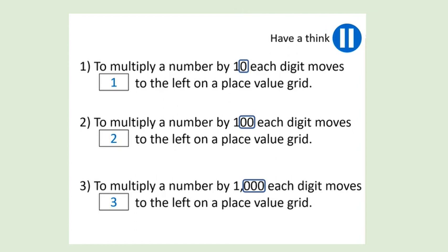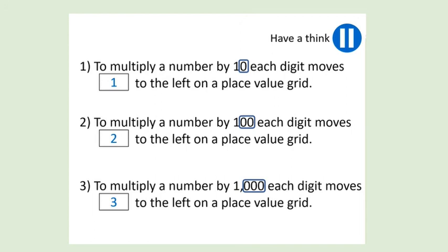To multiply a number by 10, each digit moves one place to the left on a place value grid. Number 2, to multiply a number by 100, each digit moves 2 places to the left on a place value grid. And number 3, to multiply a number by 1,000, each digit moves 3 places to the left on a place value grid. The way I remember this is by looking at the number that I'm multiplying by. If I am multiplying by 10, 10 has 1 zero, so I know that all my numbers need to move one place. And as my numbers are getting 10 times bigger.